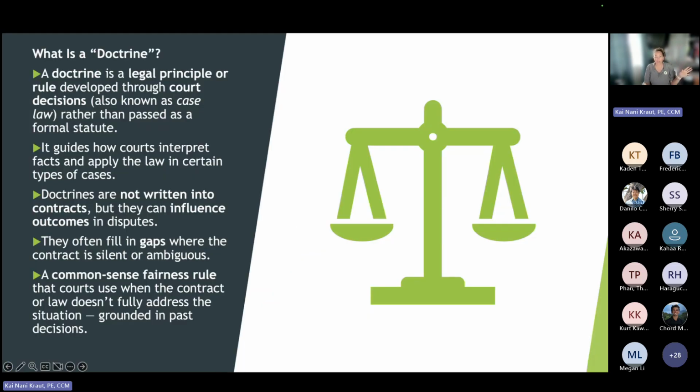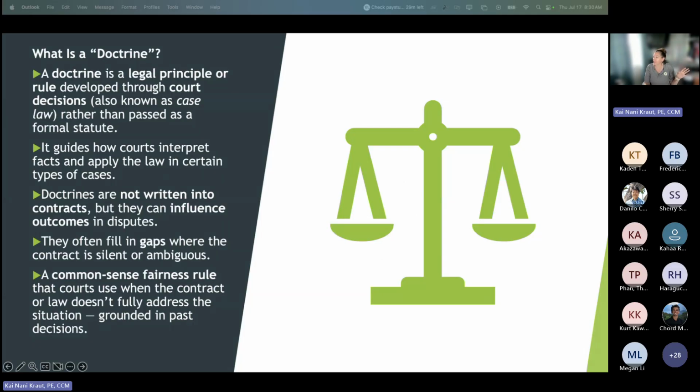So doctrine, what is doctrine? I don't know if Daryl's on, but in one of the projects we're dealing with, there's the doctrine of economic waste, and there are a ton of those doctrines. So this series will go through doctrine. So what is that? It's just a legal principle or rule. It guides how the courts interpret things. The doctrine is not written in contracts, but it can influence outcomes. It fills the gaps where contracts are silent, maybe law is silent.